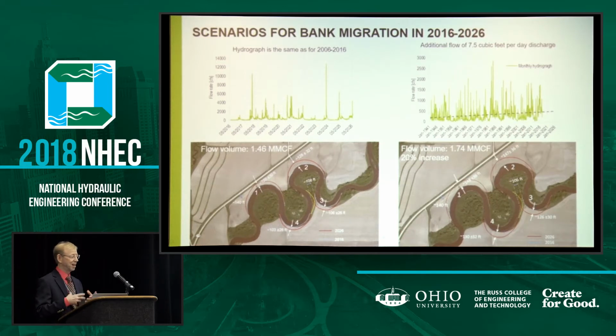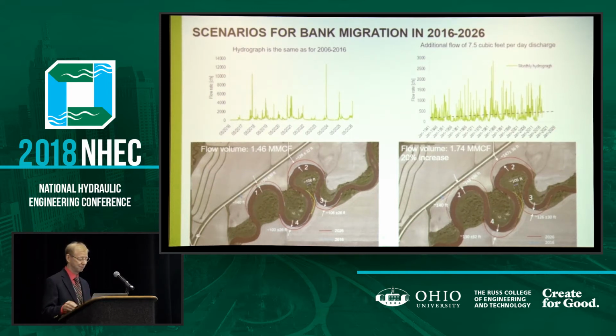So once you've got all of this set up, then you can run scenarios, and you can run those scenarios just on a laptop in a spreadsheet to see how far the banks of interest are migrating, to see how sensitive you are and what could happen in the future. So I've got 4 examples of that. The first one is assuming that your hydrograph from the last 10 years is just going to repeat itself in the next 10 years. And what happens if that occurs?